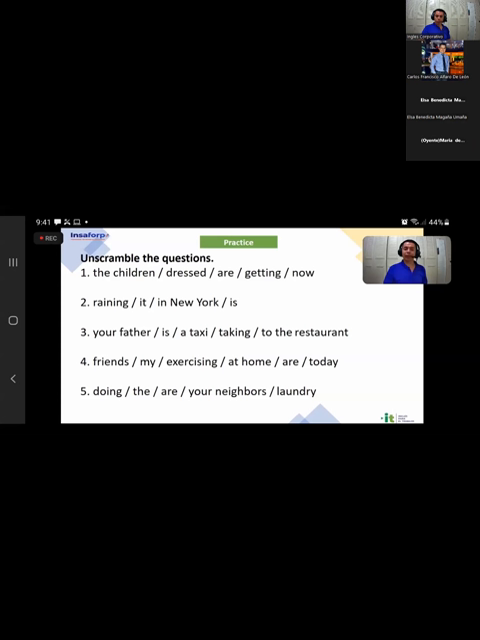Neighbors? Aquí no sé si ponerle doing. Laundry, ajá. Doing the laundry. No sé si así está correcta. Yo creo que sí, no sé si alguien más piensa que no. ¿Y quién la va a leer? Si no pueden leer una.